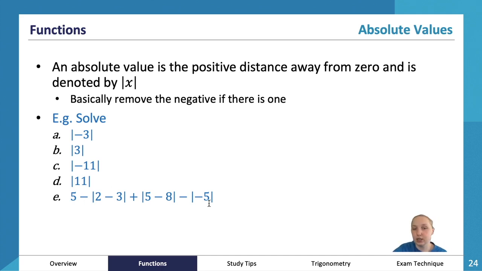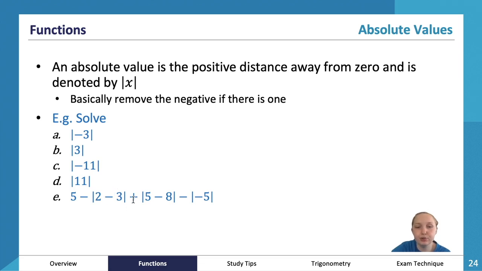Then we have an equation here using some absolute values to solve. So 5 minus the absolute value of 2 minus 3. So this is equal to -1. So then the absolute value is going to be 1. So we've got 5 minus 1, so that's 4.